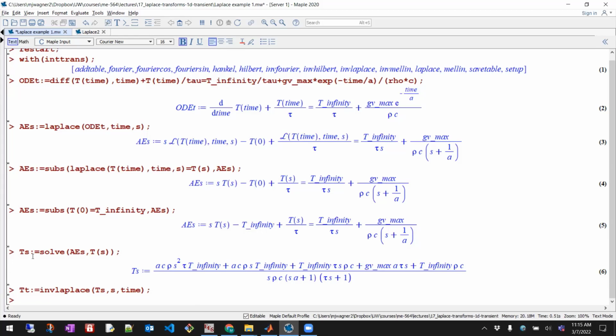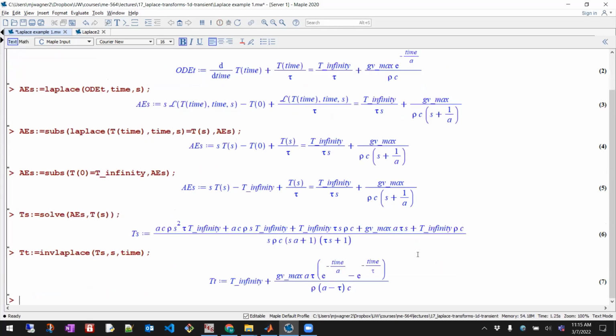Then we ask Maple to do the inverse. We take this whole solution in T of S, do the inverse back to the time domain, and you see, in fact, it works. This should be the same solution. Maple's really good at these 0D problems, but when you get to 1D problems, it kind of sucks, unfortunately. Just to make it fun, that's what we're doing for homework.